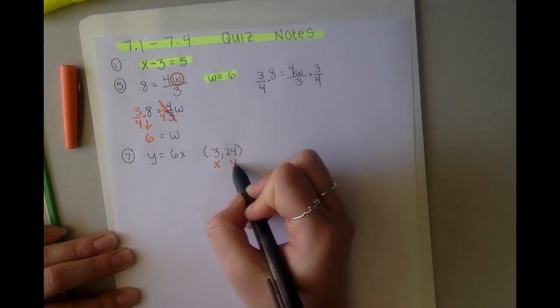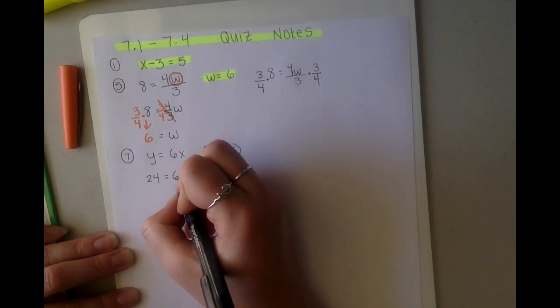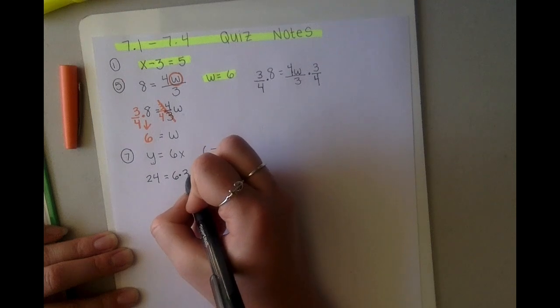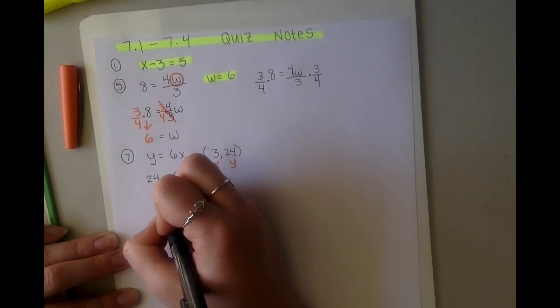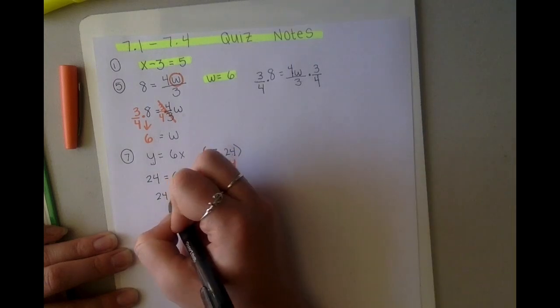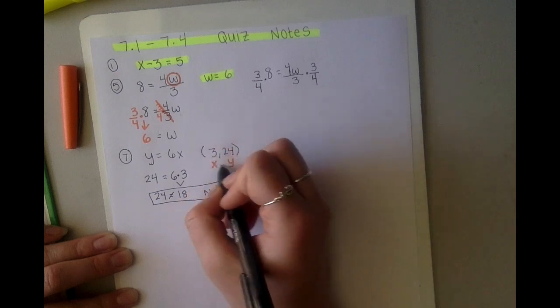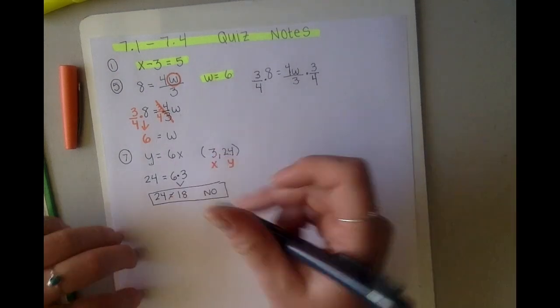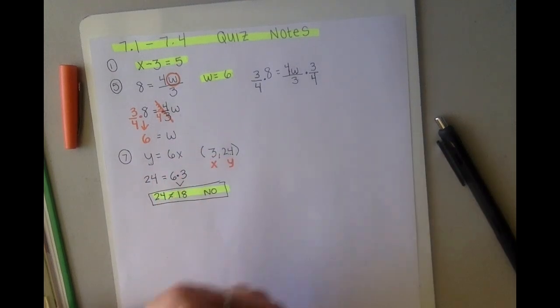Y is 24, so 24 is equal to 6 times x is 3. 6 times 3 is 18, so I think is 24 equal to 18? No. So my answer is no. These x and y values would not be a solution to that equation.